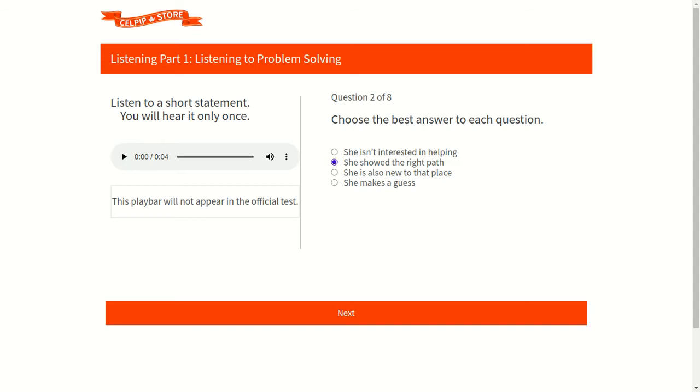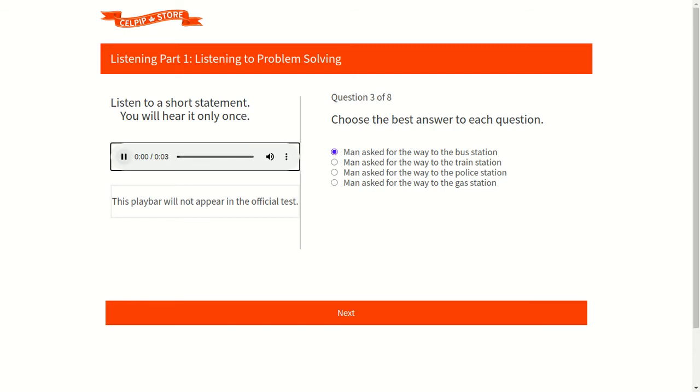Now, let's go to the next question. Our next third question is, Question 3. What was the man asking about? Here are our 4 options. Option 1, man asked for the way to the bus station. Option 2, man asked for the way to the train station. Option 3 is, man asked for the way to the police station. And option 4 is, man asked for the way to the gas station.